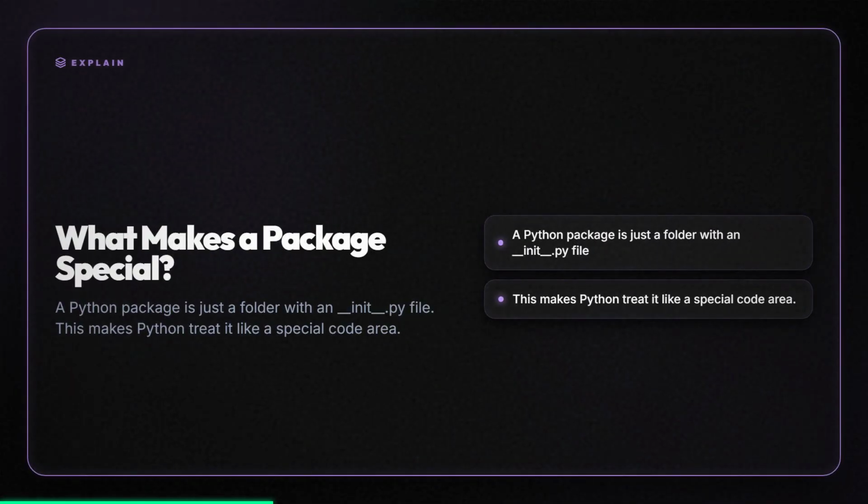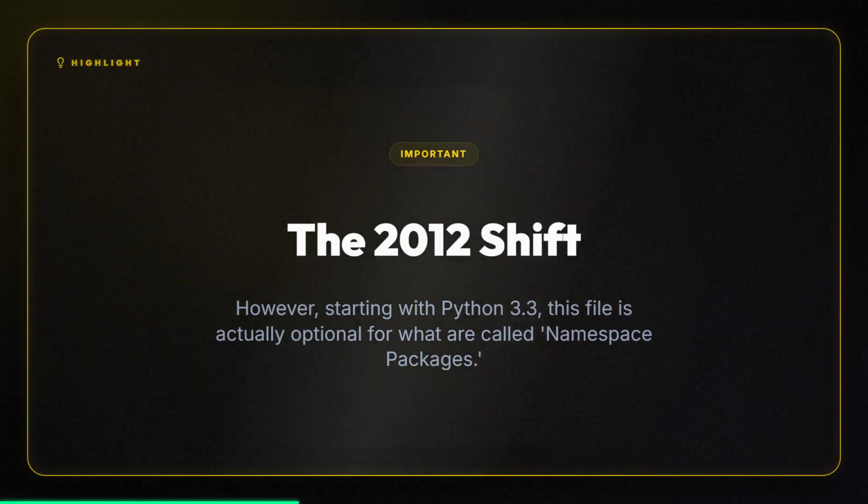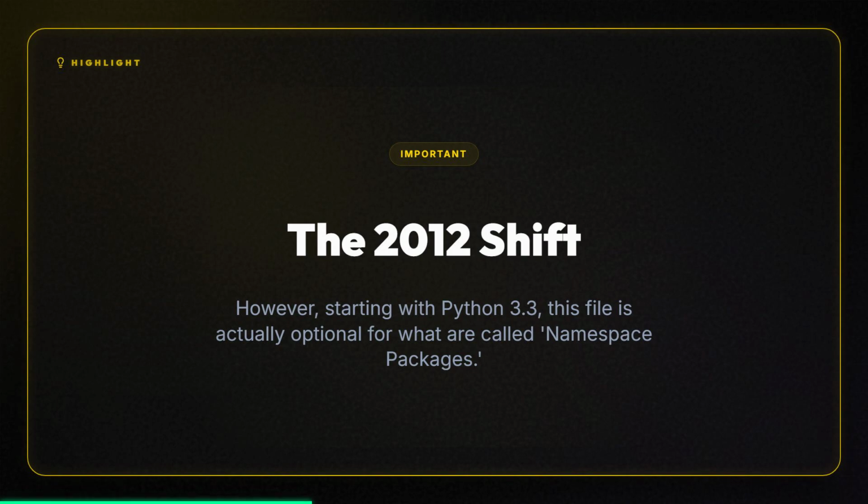A Python package is just a folder with an __init__.py file. This makes Python treat it like a special code area. However, starting with Python 3.3, this file is actually optional for what are called namespace packages. This means modern Python can technically see your folders as packages even without the file.